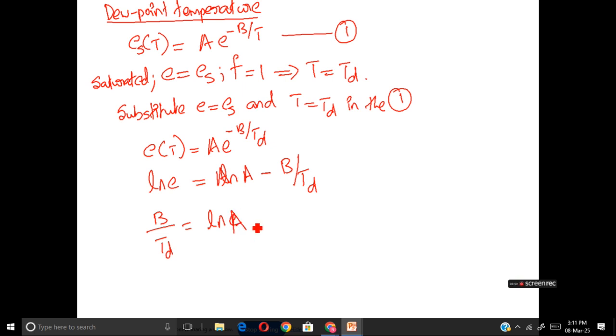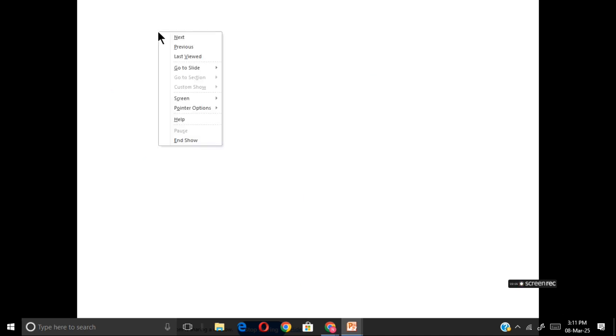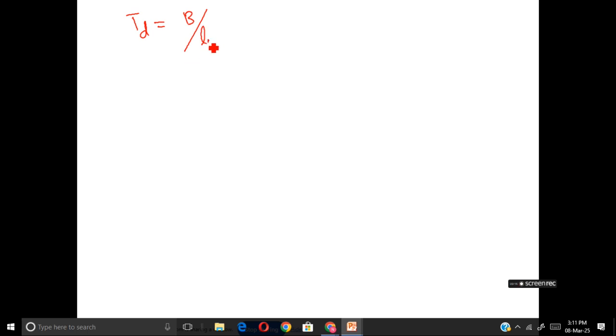Now B by TD becomes log A minus log Es, or we can write B by TD is equal to log A by Es. Finally TD becomes B by log A by Es, where Es is the saturation vapor pressure.